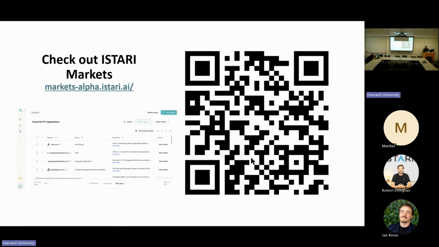So what we want to do is have a look at markets. And the cool thing about markets is that it's free to use. So you will have the chance to not only see now how it works, but also later on to use it for yourself. You can already see it in the URL. It's markets-alpha.istari.ai, which indicates that it's not our final product yet. We are still in an alpha phase for that. So it's more or less an internal thing, but it will be released fully to the public next month, so the month after, in July, actually the beginning of July.